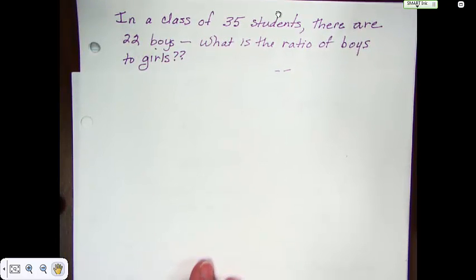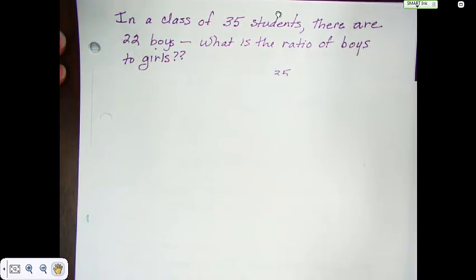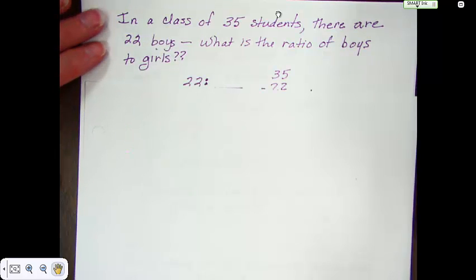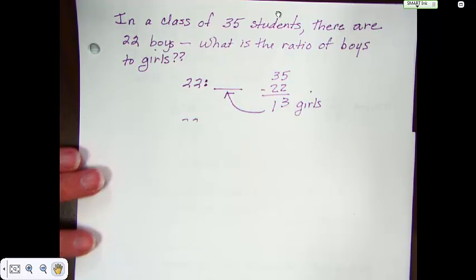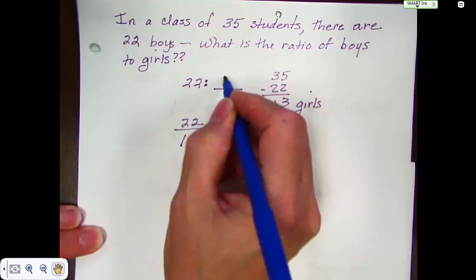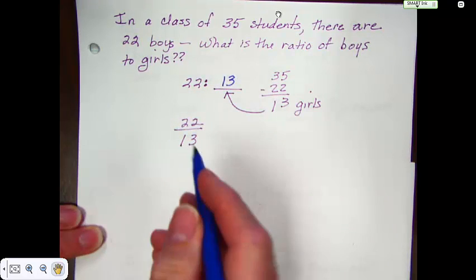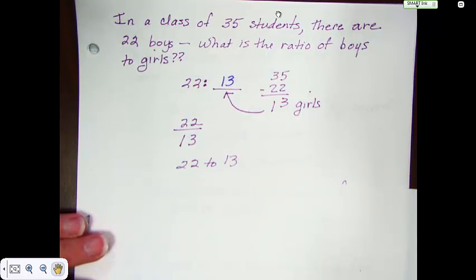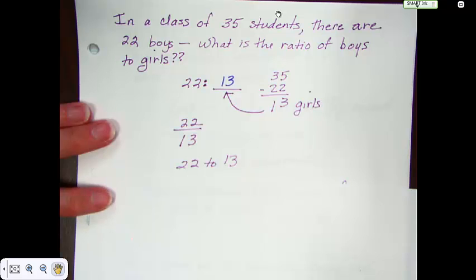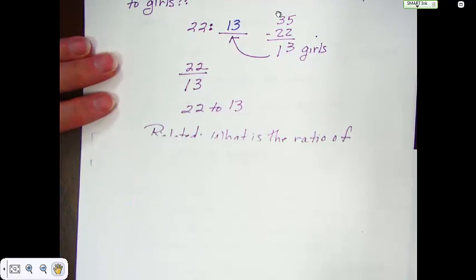In a class of 35 students, there are 22 boys. What is the ratio of boys to girls? Now, did they give us the number of girls? No. But we can figure it out because we know we have 35 students total and 22 of those students are boys. So we can subtract 22 from 35 and get 13, and then we would have 22 to 13. We could also write it 22 over 13. We could write it 22 to 13.